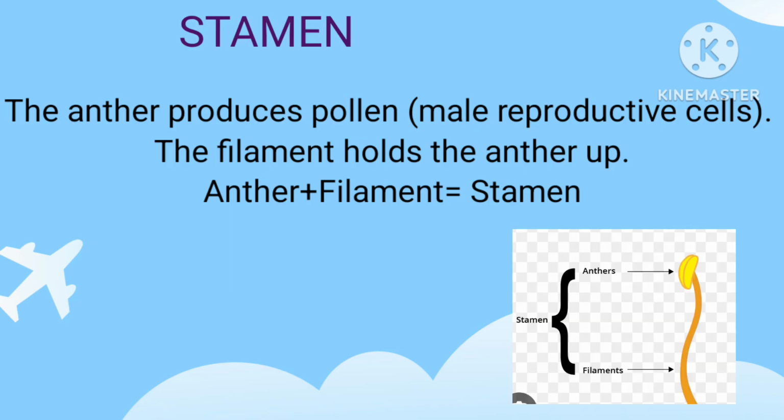Now the stamen. The anther produces the pollen, that is the main reproductive cells. The filament holds the anther up. So anther plus filament gives the stamen as shown below.